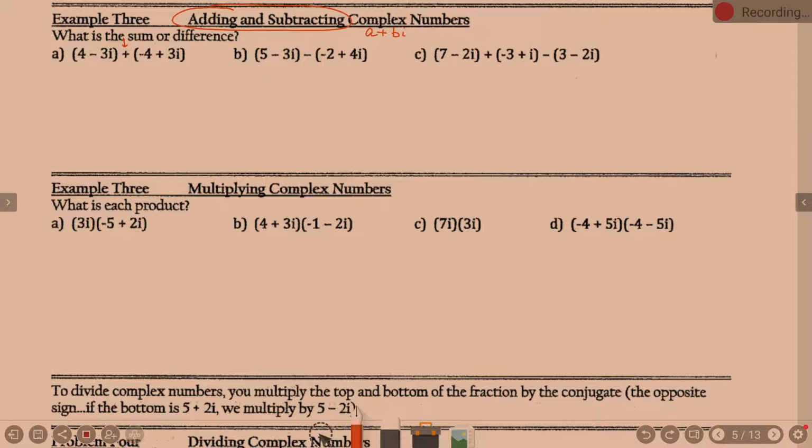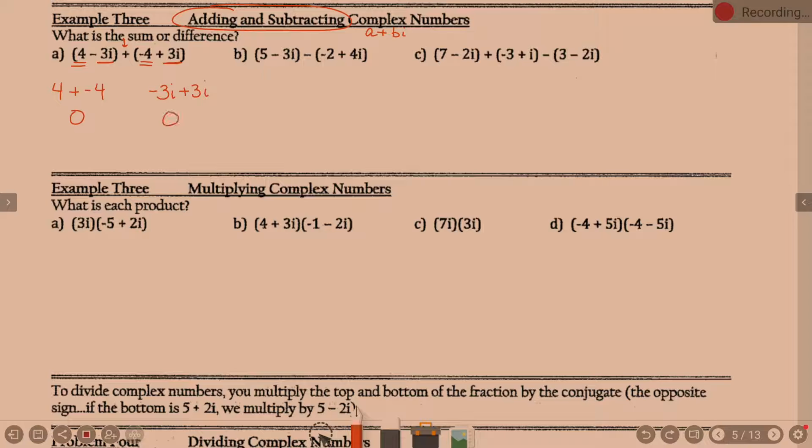So what do we have in the way of real parts? 4 and -4. So we're going to be adding 4 plus -4 in our real parts. And what do you know about 4 plus -4? They equal 0. And then we have our imaginary parts. My imaginary parts are -3i and positive 3i. What is -3i plus 3i?